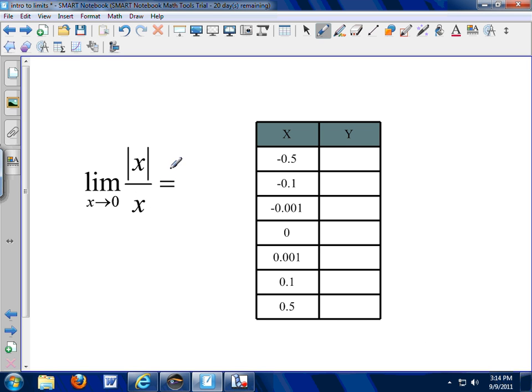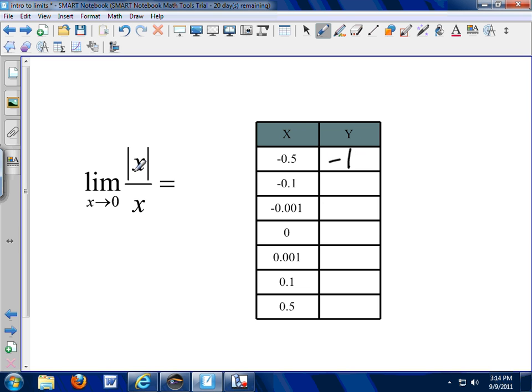Here we go. All right, we're going to do this one live in person. So as x goes to 0, we're going to have 0, the absolute value of 0, which is 0 over 0, 0 over 0, always a problem for us. So we're going to just make the table. If I take the absolute value of negative 0.5 and divide it by negative 0.5, I've got a positive on the top, divided by a negative, I end up with negative 1.